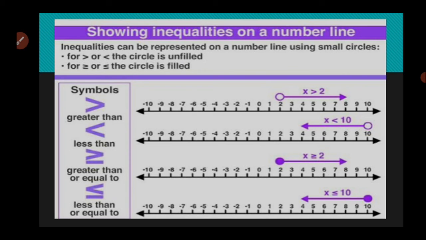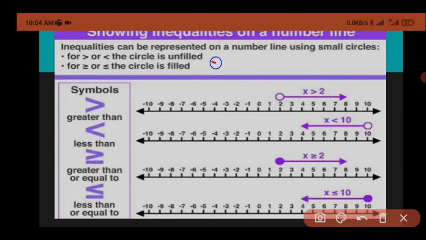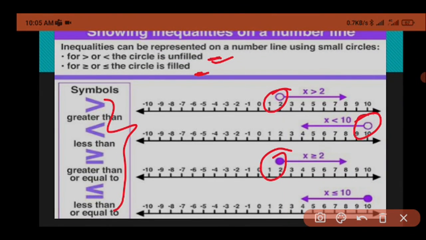So inequalities can be represented, this we already know, smaller than, greater than. Here the circle will be unfilled, if it is only greater than or smaller than. But if it is greater than or equal to, or smaller than or equal to, then the circle will be filled. As you can observe, this is open, this is also open, but this is filled and this is also filled. And how it is read is also written here.